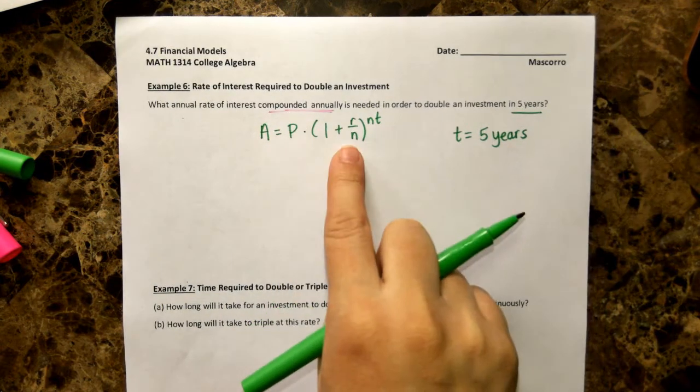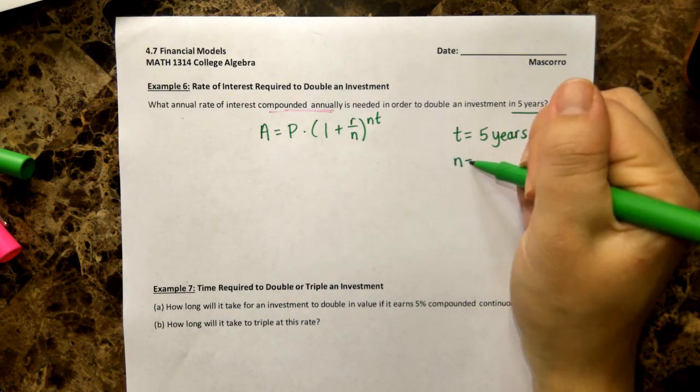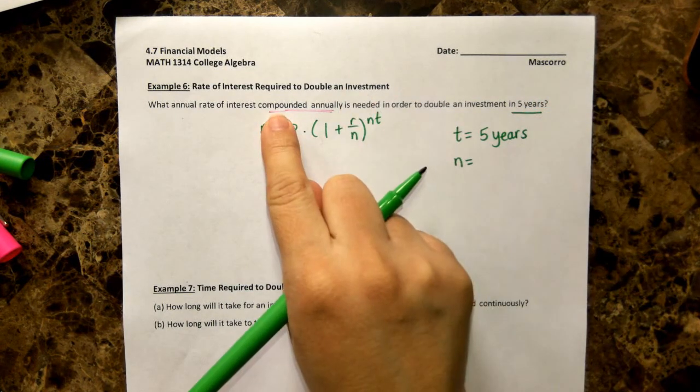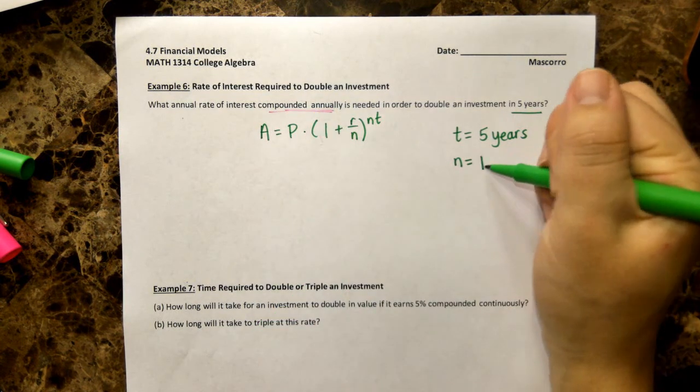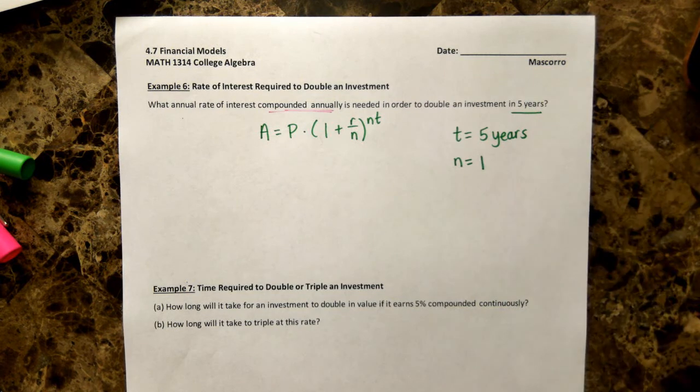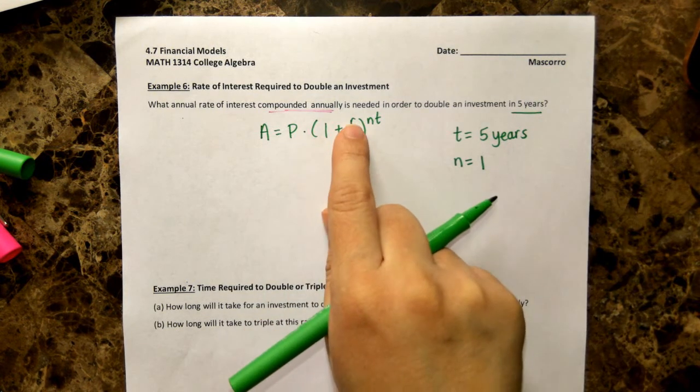What else do I know? Do I know what N is? N is how often it is compounded. Is the interest compounded? It says it happens annually. Now annually means once a year. So our N value will be 1. Okay. We're trying to figure out R.